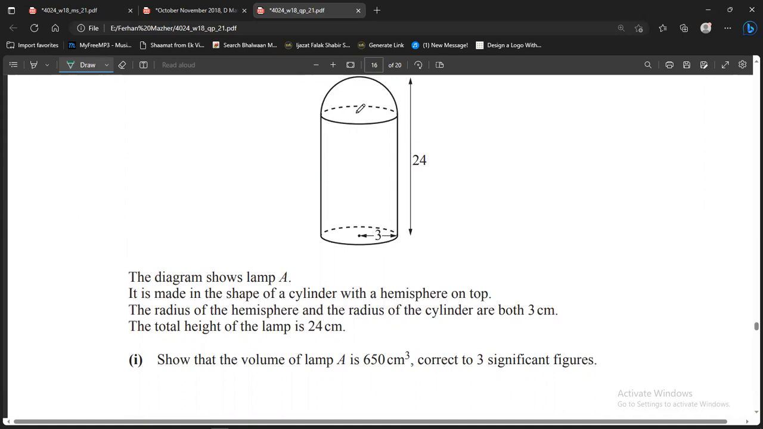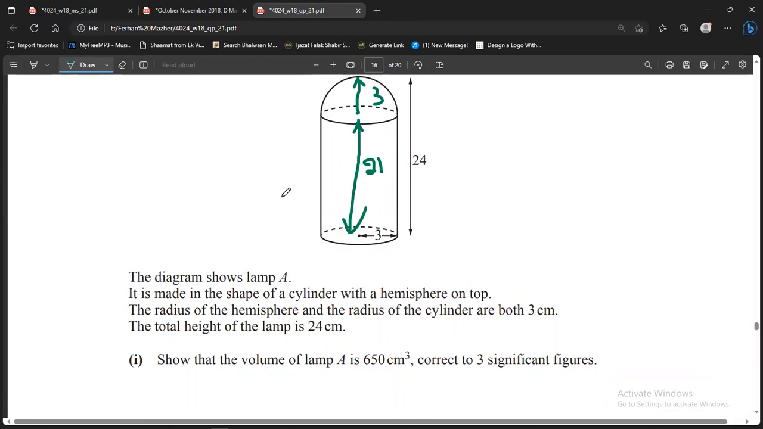So remember, this thing is 3. This thing is 3. So how much is this thing? That is 24 minus 3, that is 21. Okay. So the height of the cylinder will be 21. She says if the radius of the hemisphere and radius of the cylinder are both 3 centimeters, the total height of the lamp is 24.